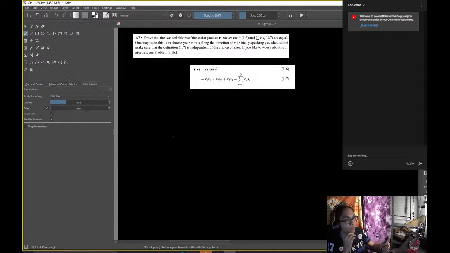Prove that the two definitions of scalar product, r dot s as rs cosine theta and sum of r_i s_i, are equal. Okay, so choose your x-axis along the direction of r. Strictly speaking, you should first make sure that the definition 1.7 is independent of choices of axes. Ah, okay.